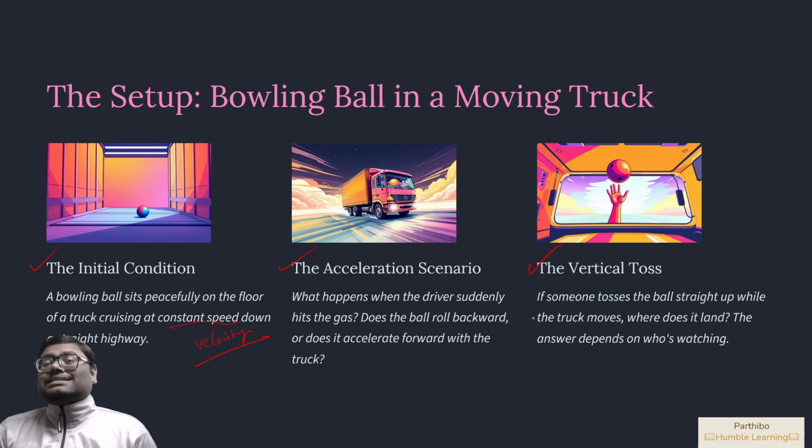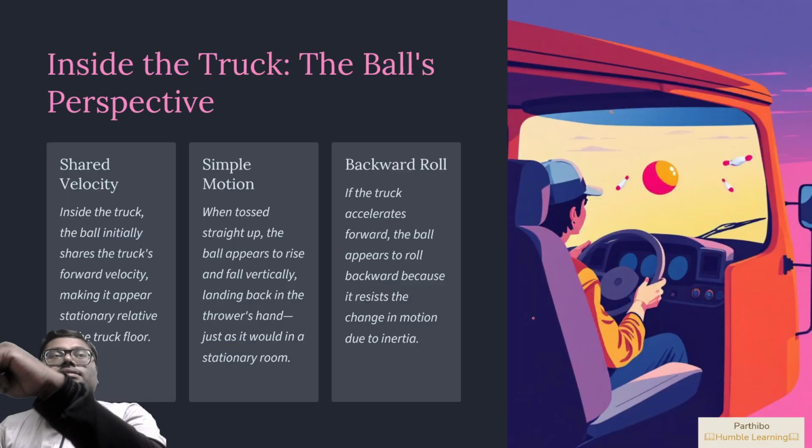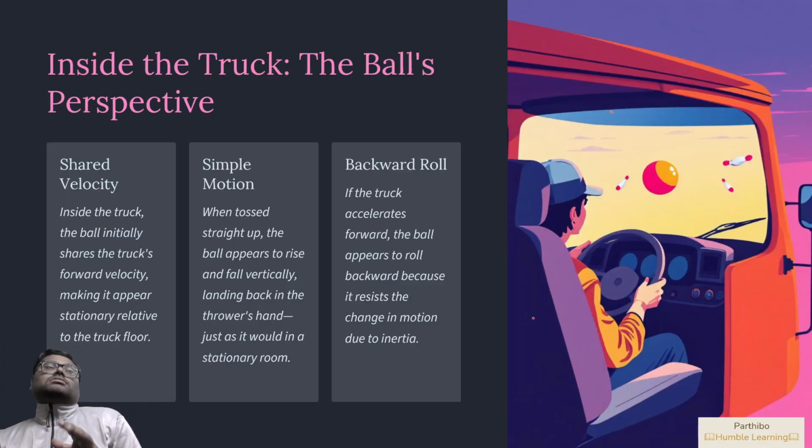Now, this answer depends on who is watching. Is it the person inside the truck or a person outside the truck? So let's talk about the person inside the truck, the ball's perspective. Shared velocity inside the truck: the ball initially shared the truck's forward velocity, making it appear stationary relative to the truck floor. Okay, it is in a state of rest with respect to the truck.